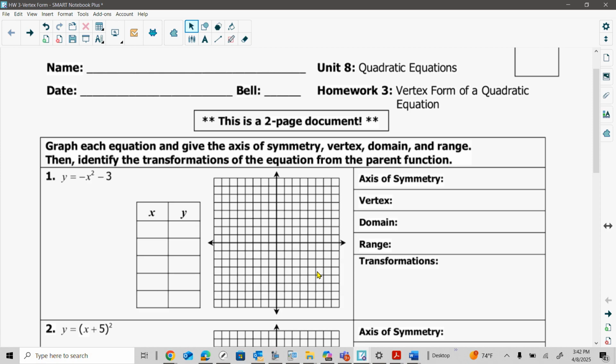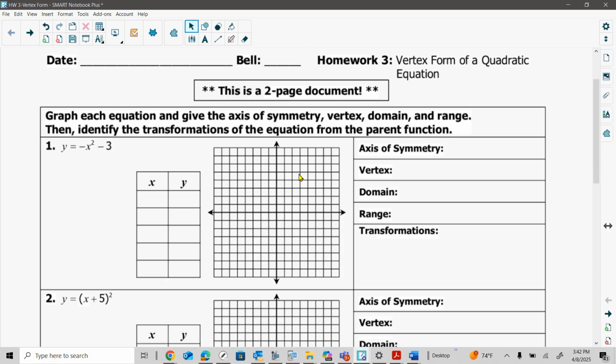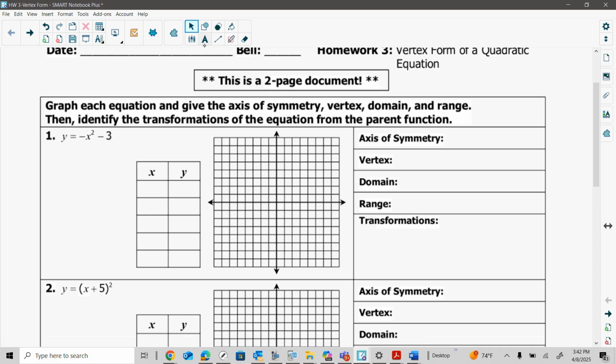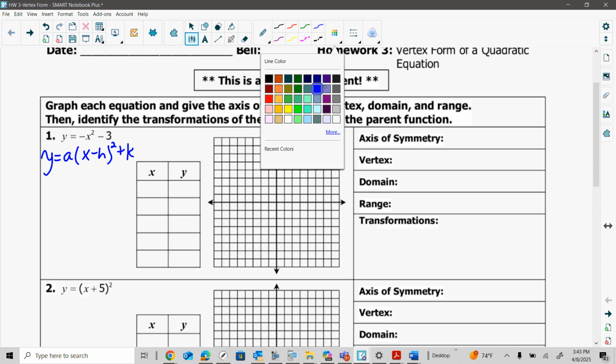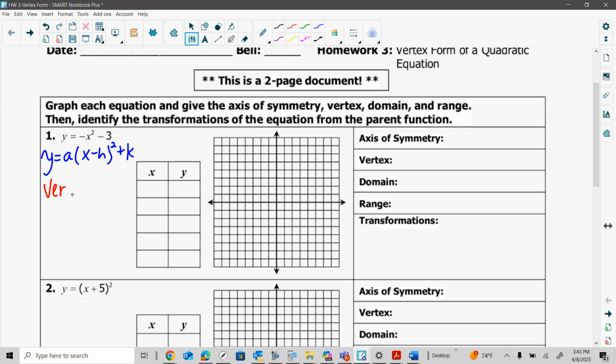The key to this is understanding where the vertex is. If you look at number one, let's say you forget your vertex form, which is y equals a parentheses x minus h close the parentheses squared plus k. Your vertex in vertex form is the h comma the k. And your axis of symmetry, AOS, is always x equals h.